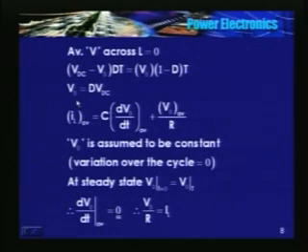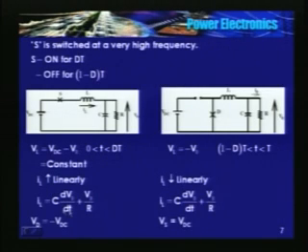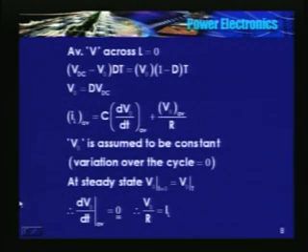Now, what is the relationship between the currents? I have the same equations. Over the cycle, IL average should be equal to C dV naught by dt average plus V naught average by R.